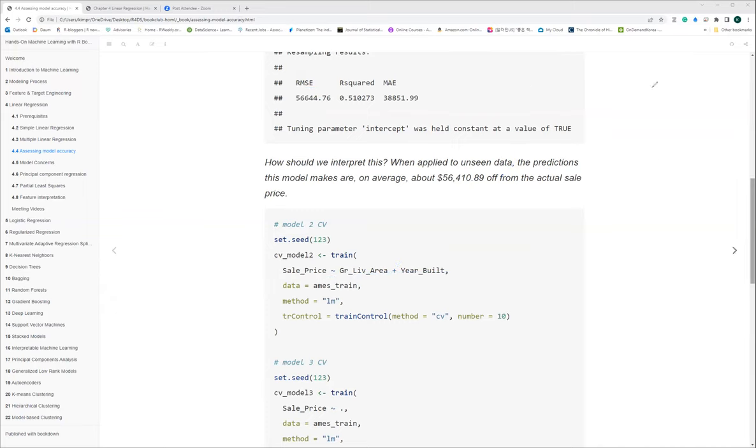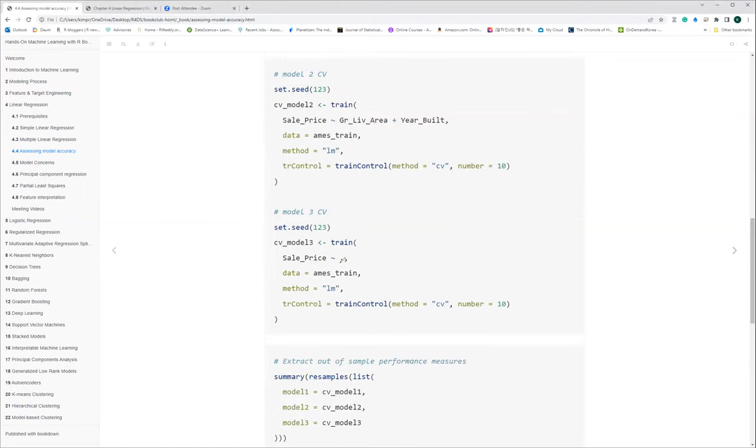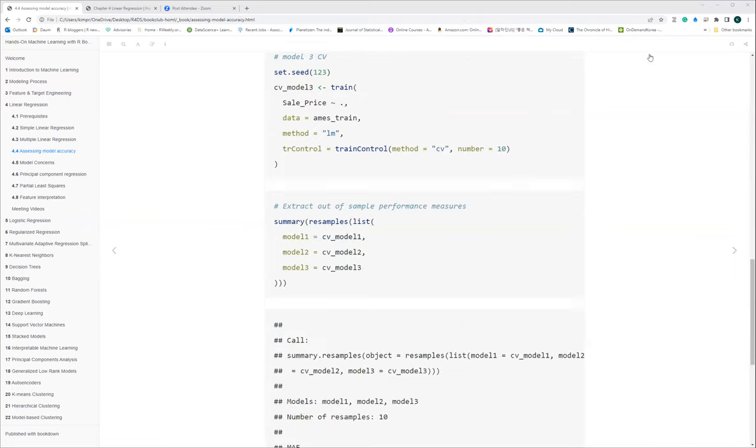And then the last one is, we actually put every variable in to predict the sales price, right? And then we actually test those performance measurement results here, like this. Here is the sample to the list, and then we try to do the summary. It's just kind of simple.